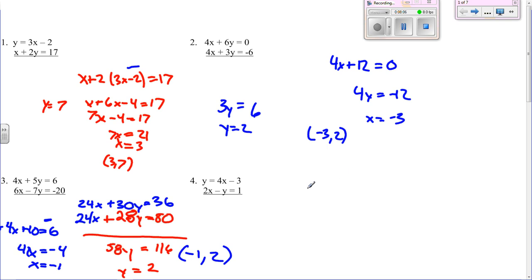Alright, next you can substitute, do 2x minus 4x plus 3. I distributed that negative, plugging the 4x minus 3 in for y, equals 1.